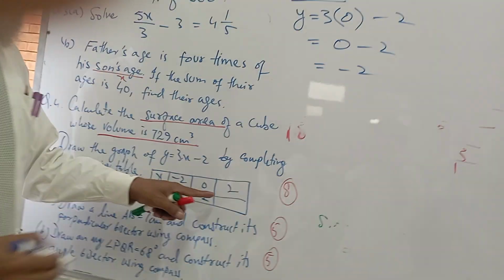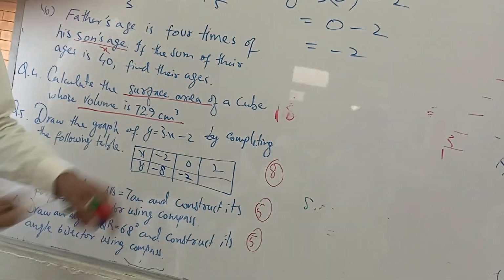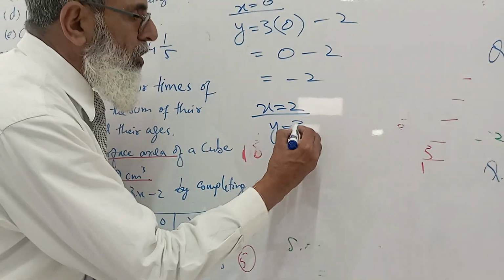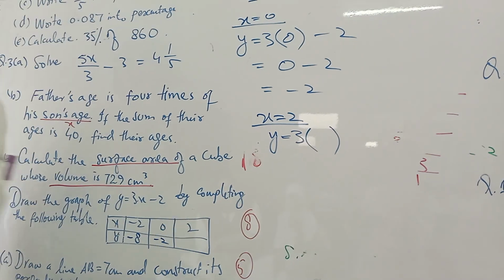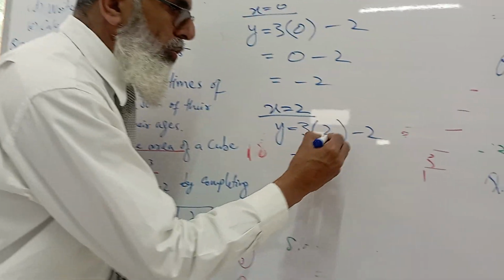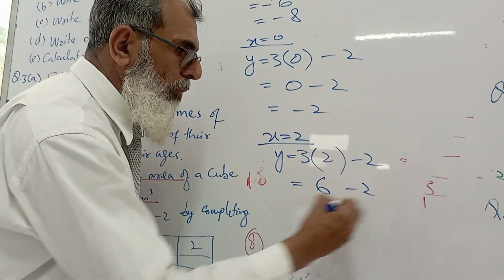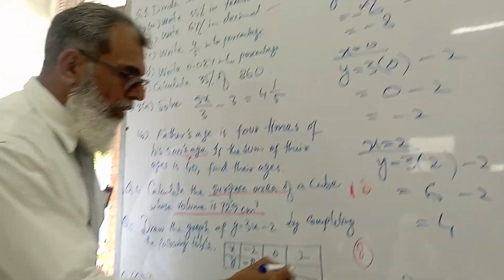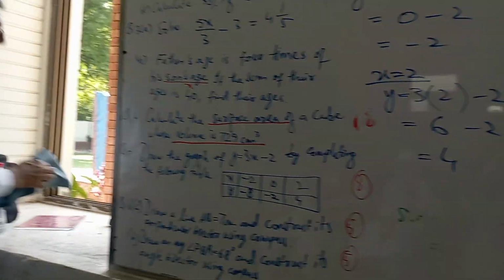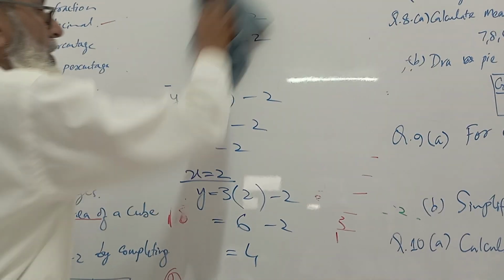Now come to the next value of x, which is 2. So we say x is equal to 2. Then y is equal to 3 times the x value, which is 2, minus 2. So 3 twos are 6, and 6 minus 2 is equal to 4. So now this is 4. Now we have all the values, and we will put these values in the graph.